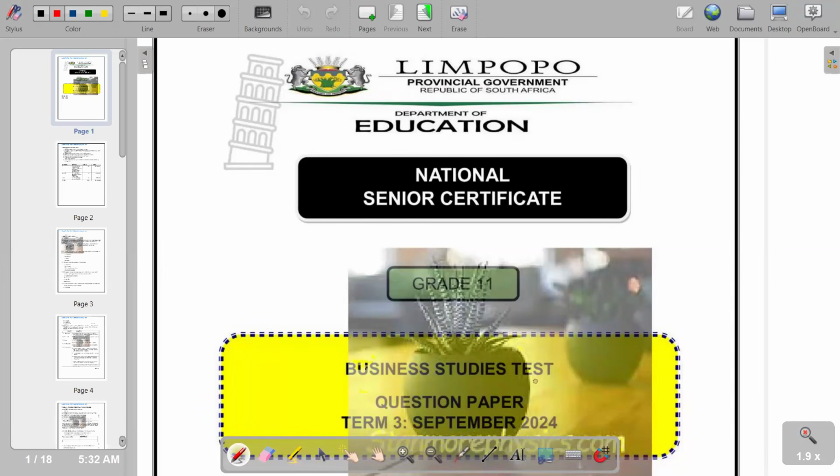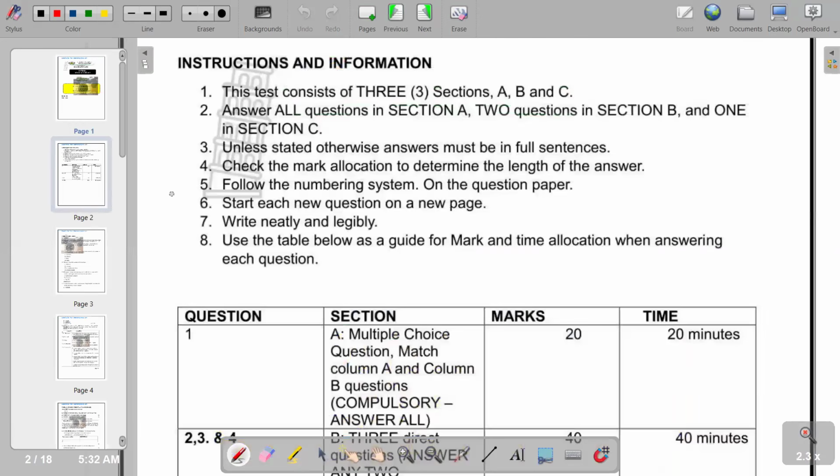So this is a Business Studies test question paper of attempt 3, September 2024, from the Limpopo Provincial Government. We are going to start with the instructions and information, whereby it reads that this test consists of 3 sections: A, B, and C. We have to answer all questions in section A, then 2 questions in section B, and 1 in section C.